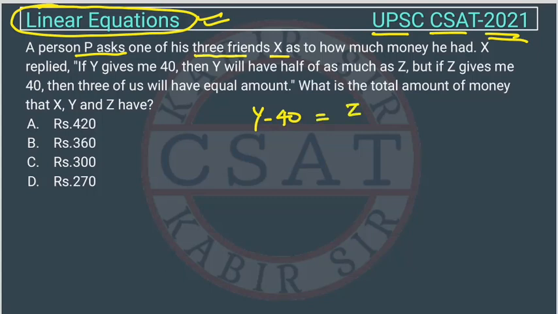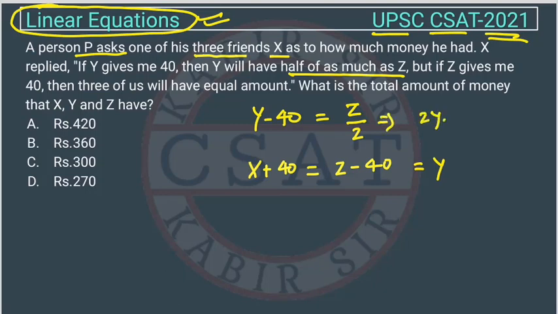So suppose Z, it will become half of Z, right? But if Z gives X 40, then the 3 of us will have an equal amount, right? So Z gave how much? Z gave 40. So after Z gave 40, all will have an equal amount, right? So this is equal to Y, right? So from here the equation will be 2Y minus 80 is equal to Z, right?